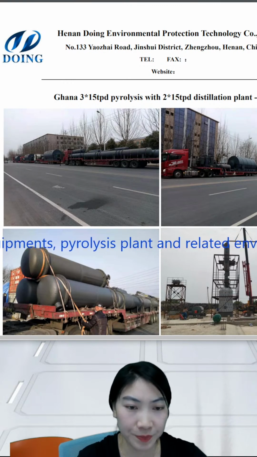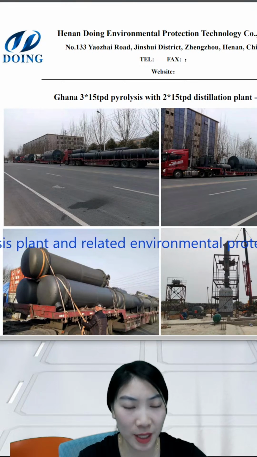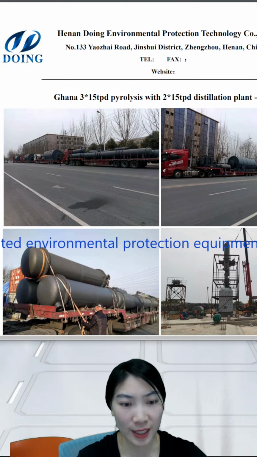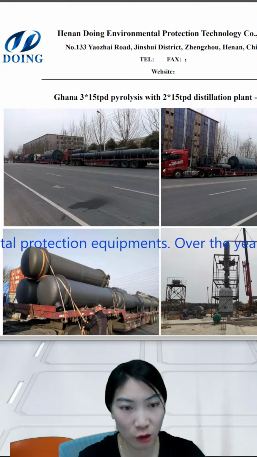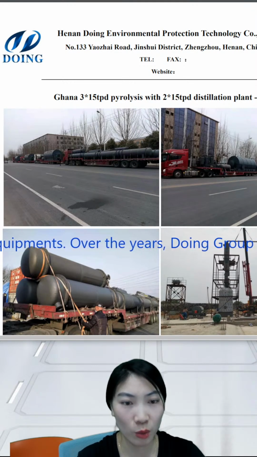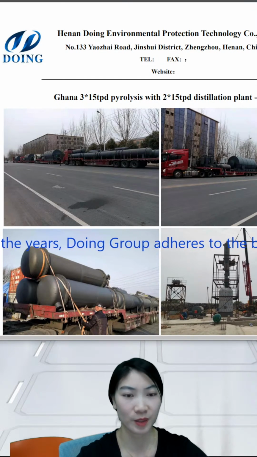Another point, normally some owners just set up a pyrolysis plant at the beginning. Then they operate for a few years. They get profit. Then they use the profit to expand with an oil distillation plant. It's also a good idea. So we suggest you firstly set up the pyrolysis plant.